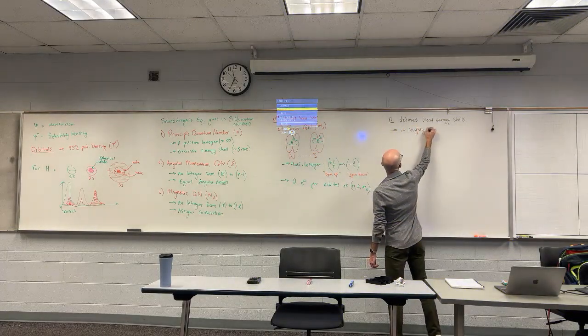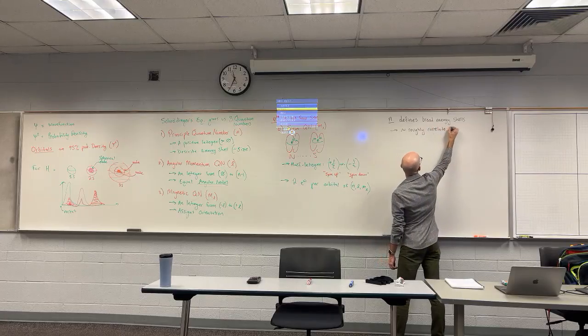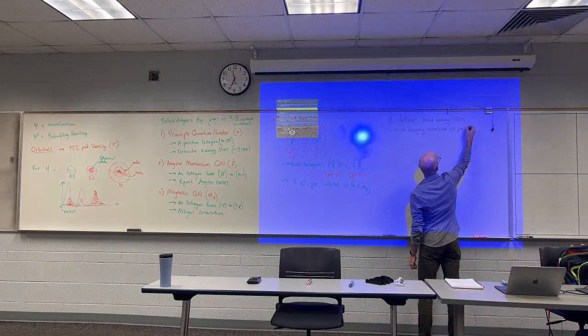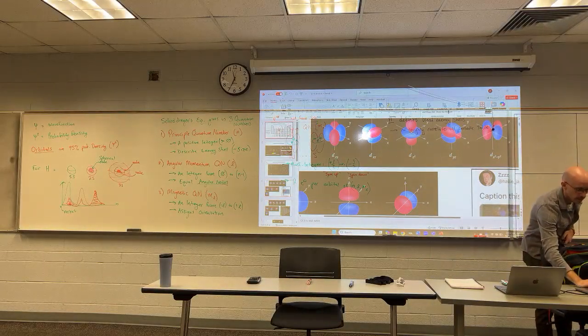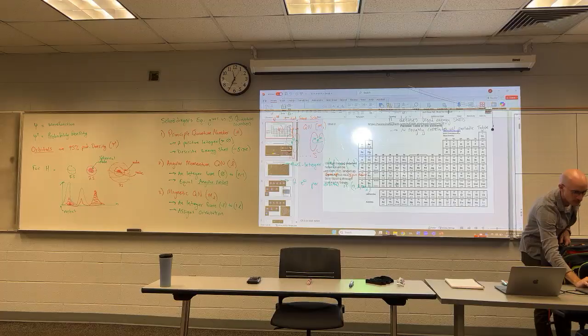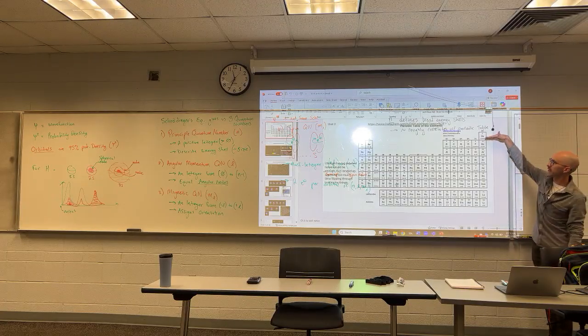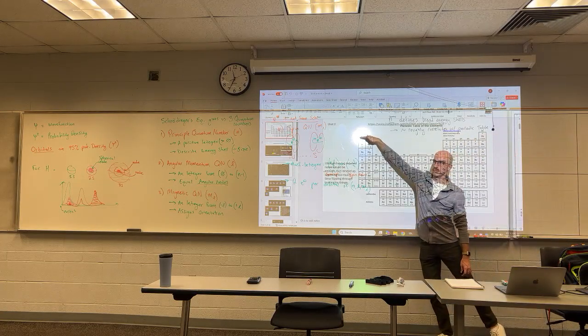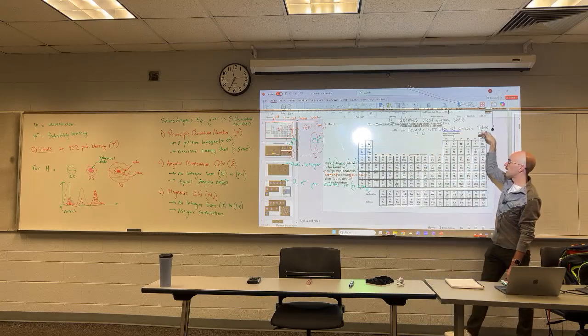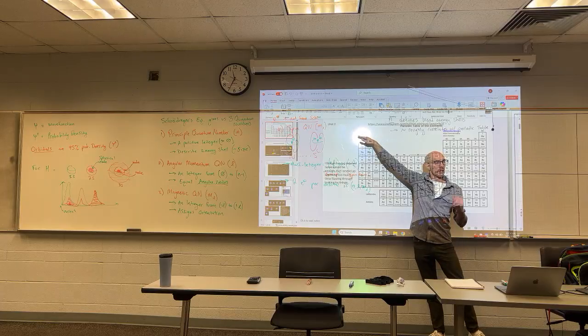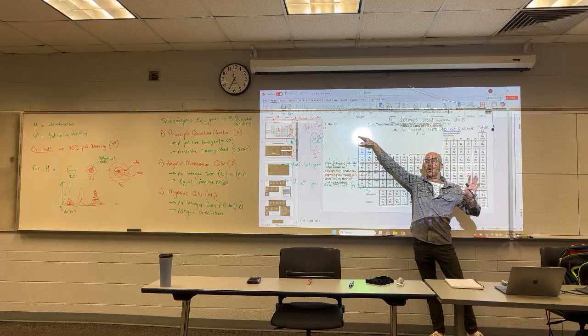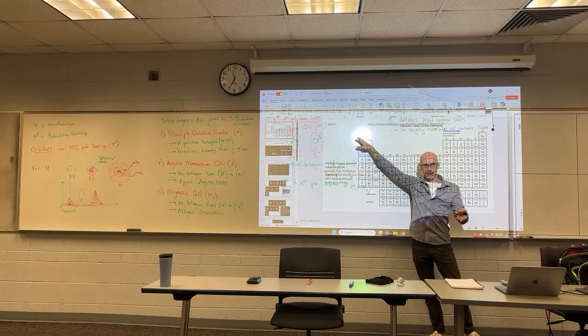This roughly correlates with the periodic table. Here's our first energy shell. N equals 1. N equals 1 only contains hydrogen and helium. Hydrogen and helium are the only atoms whose electrons are only in the first energy shell.